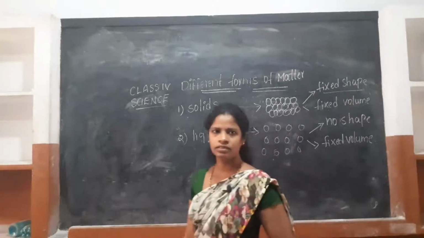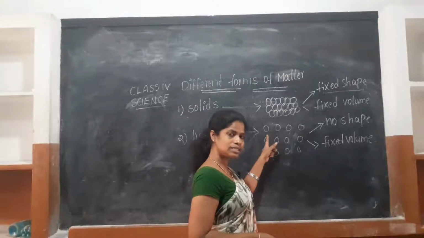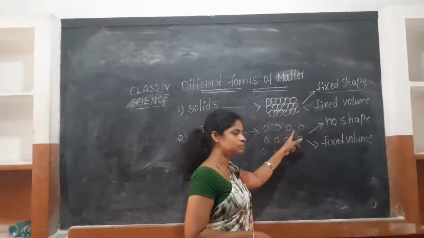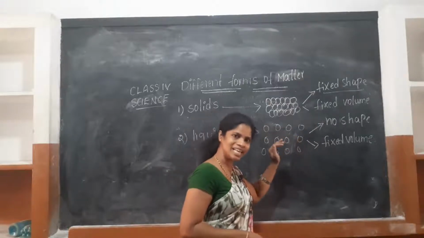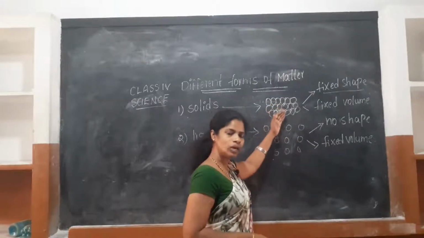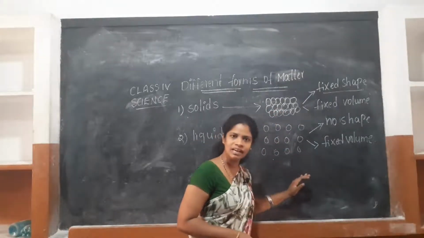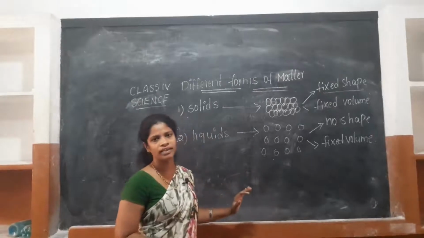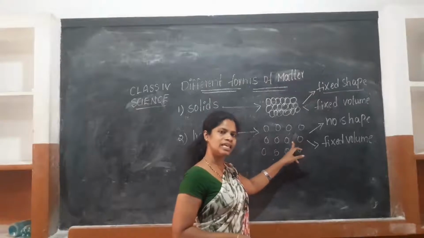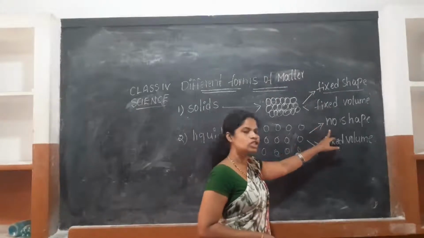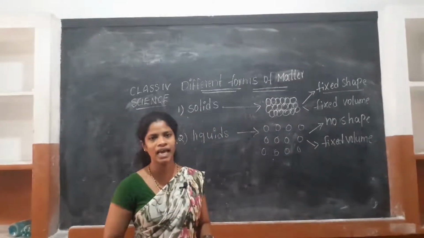Okay, children. In liquids, the molecules have little space in between them, so the attraction between the two molecules is lesser when compared with solids. Liquids take the shape of the container, but the volume remains the same. So that is what we can say about the properties of liquids: liquids do not have a particular shape, but they have a fixed volume.